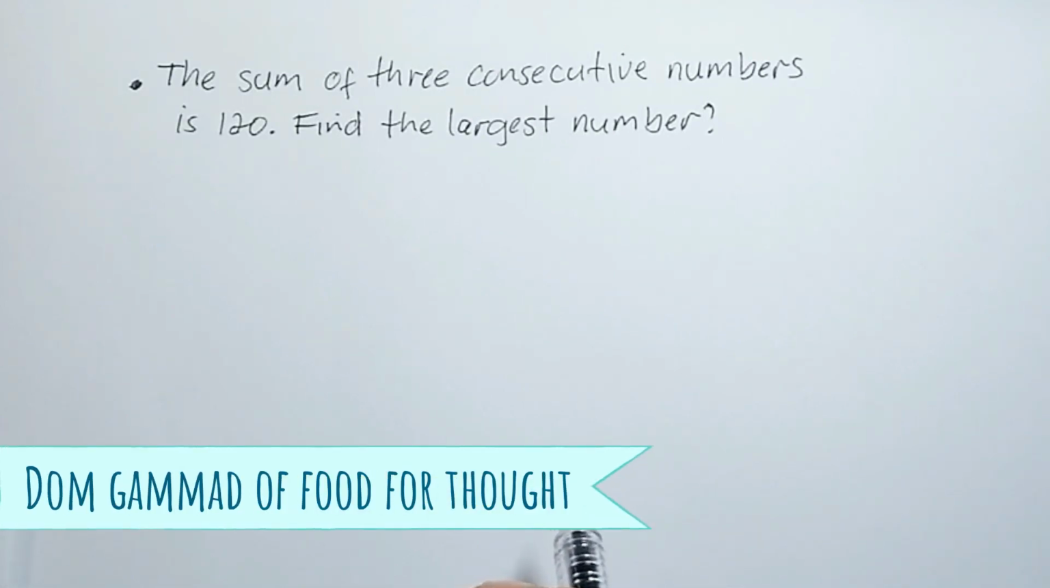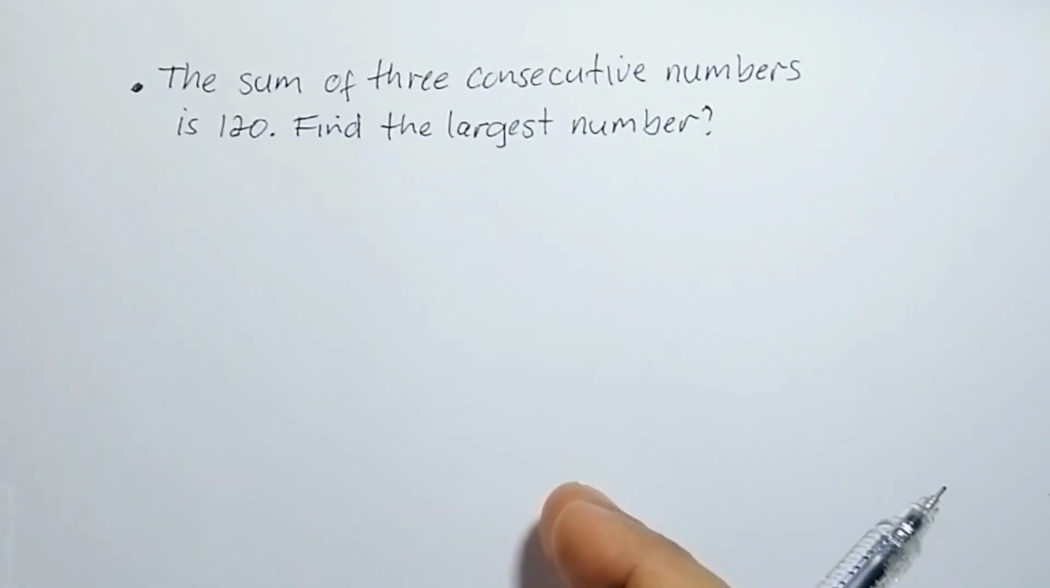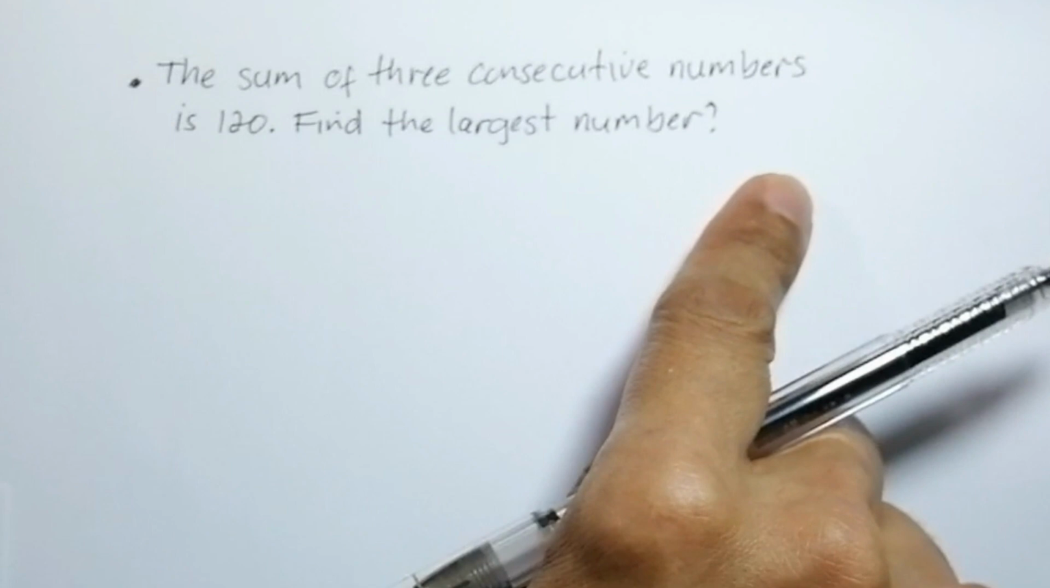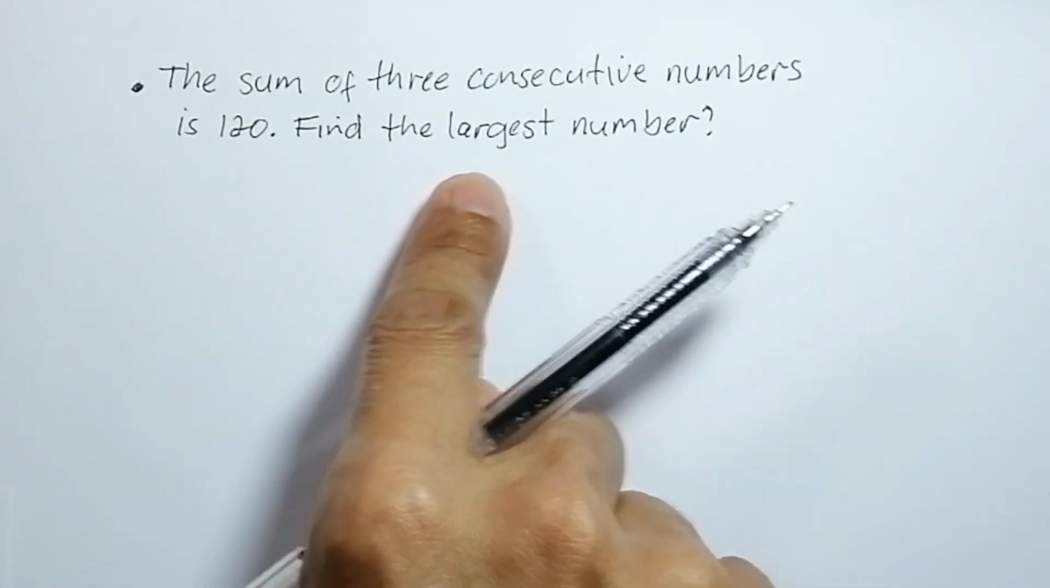In this video, I want to teach you how to solve a worded problem just like this one. The sum of three consecutive numbers is 120, so find the largest number.